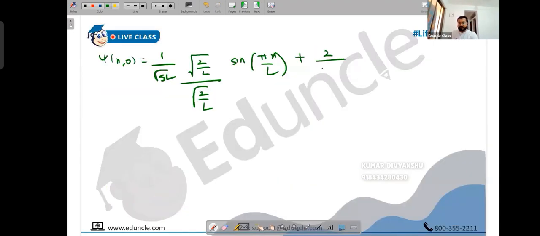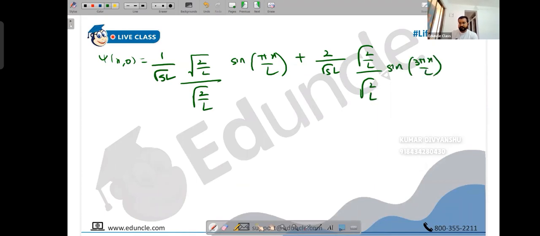2 upon root 5L. Okay. Again, what do I need? Root 2 by L, root 2 by L. So let's just get root 2 by L, root 2 by L. What do we have? Sine of 3 pi x by L. Simple. Okay. What do we see now? It's time pass, people. First of all, L gets cancelled. Root L gets cancelled. Root 5 into root 2. That's 1 upon root L. Okay? Root 5 into root 2.